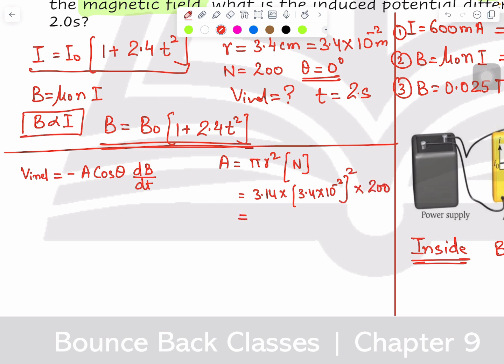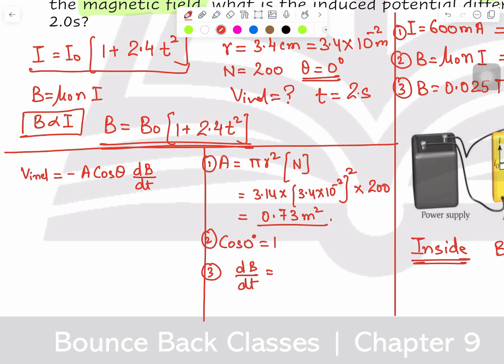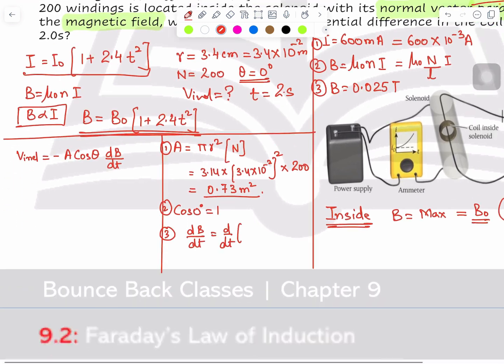Solve this value fast. So you will get 0.73 meter square. Fine. Second factor, cos 0 degree, which is already equal to 1. Third factor, dB by dt. You need to solve it here also. First factor, second factor, third, dB by dt. What is the value of B? B naught. B naught we already have. I told you the maximum value.